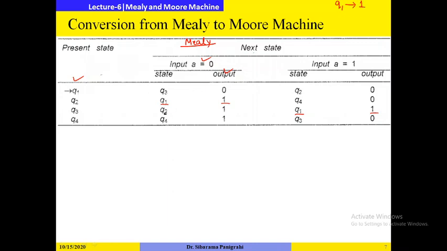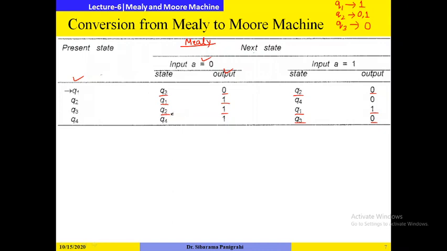Now let us go through Q2. So here you see Q2 producing output 1. But here you see Q2 producing output 0. So Q2 sometimes produces output 0, sometimes produces output 1. Next Q3. Here you see Q3 producing output as 0. Here you see Q3 producing output as 0. So Q3 always produces output as 0.